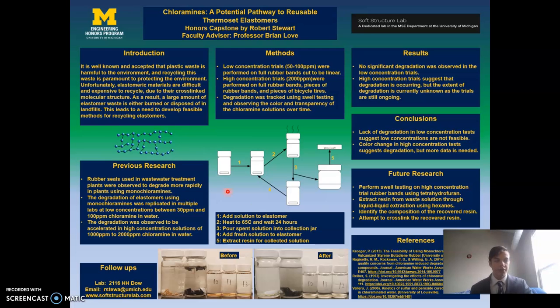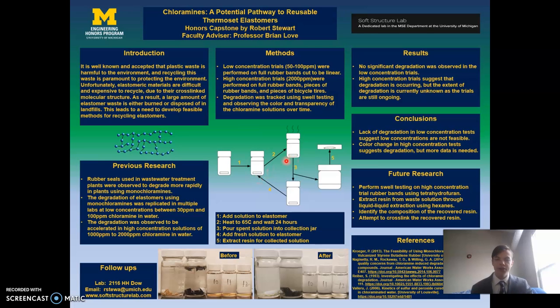So as you can see in this graphic here, I've laid out the different steps of performing the degradation experiments. First, you need to add some of the monochloramine solution to an elastomer. The elastomer is represented by this bar. Next, you heat it up to about 65 degrees Celsius and wait 24 hours.